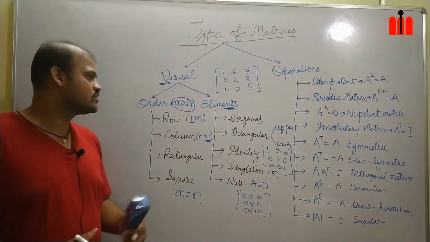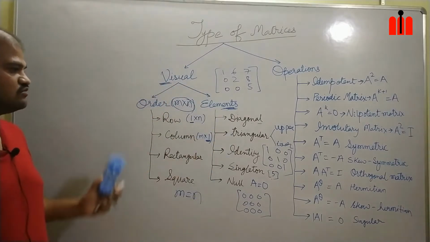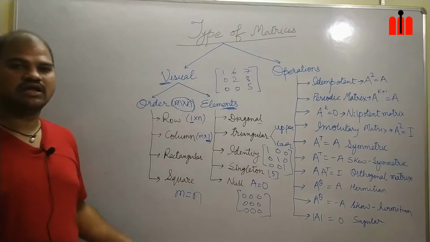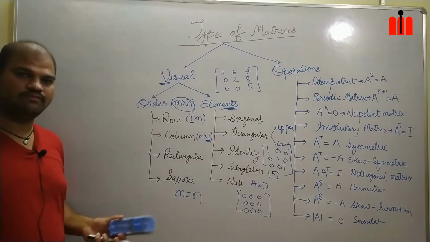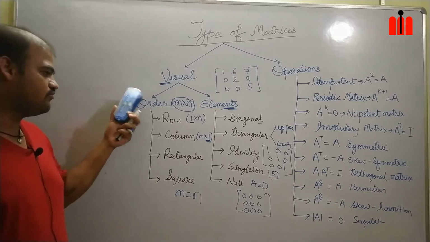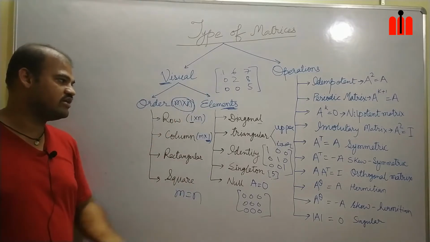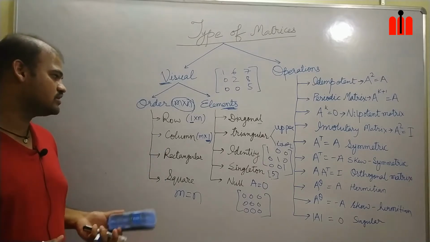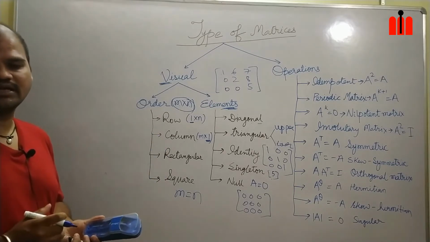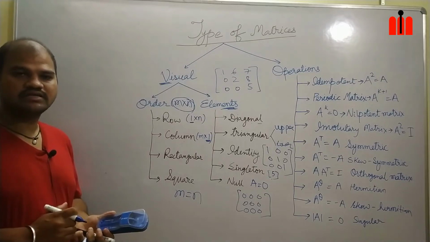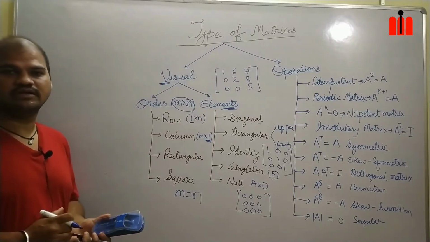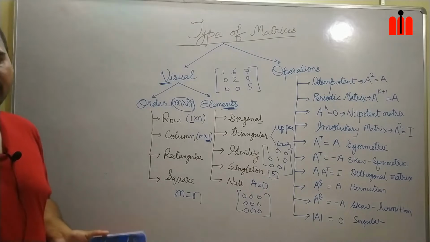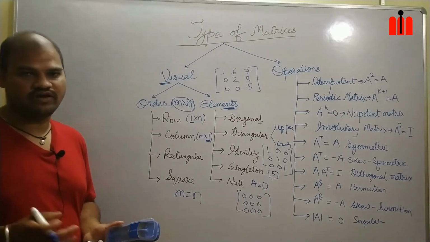Are you getting it? So this is a visual class, where you can identify different types of matrices. There are 4 under the order and 5 under the elements. What are under the order? Row matrix, column matrix, rectangular matrix, and after that square matrix. In rectangular matrix, we further have horizontal and vertical.